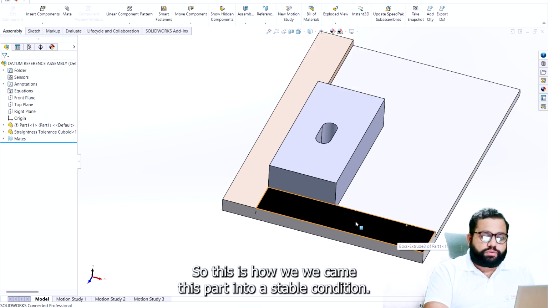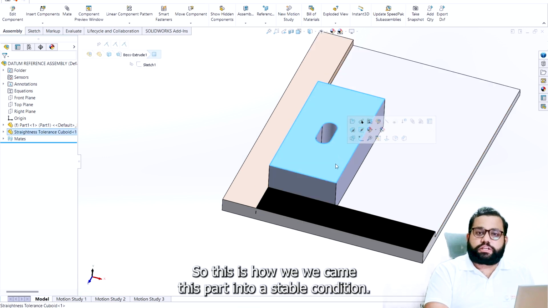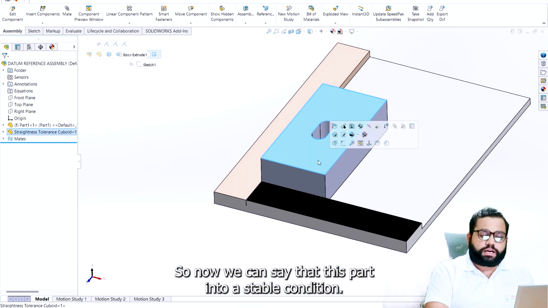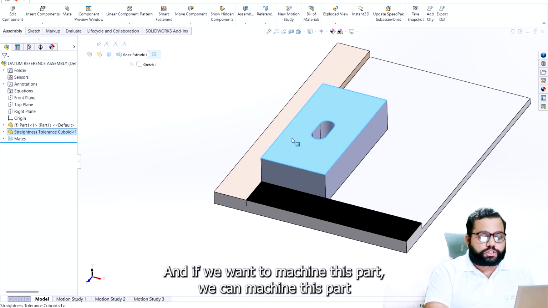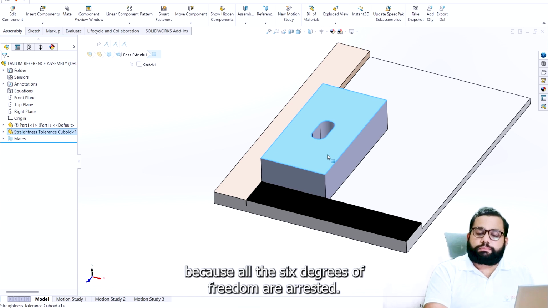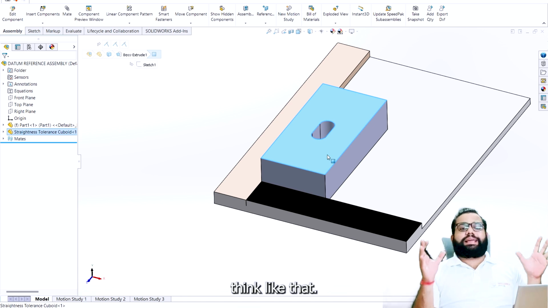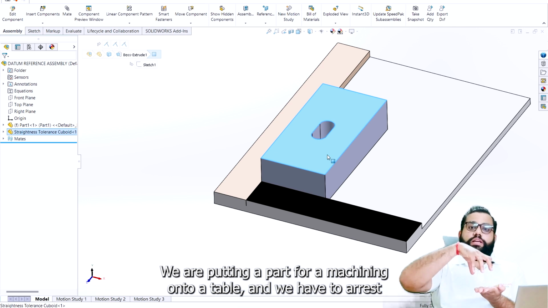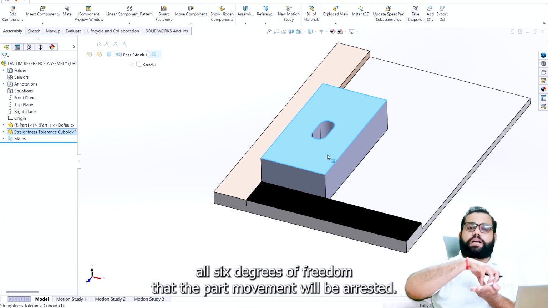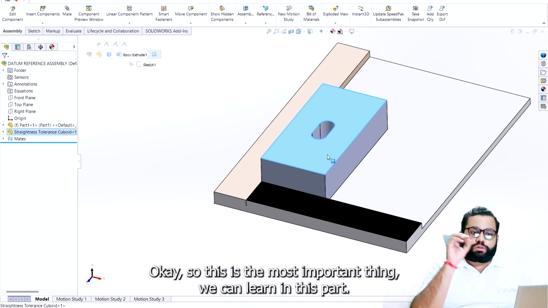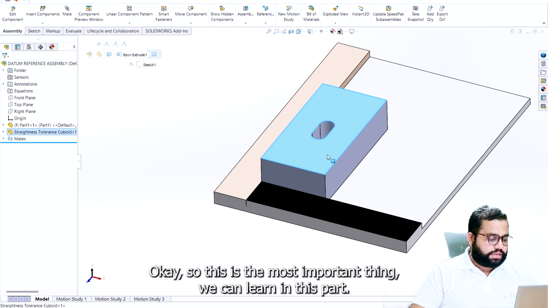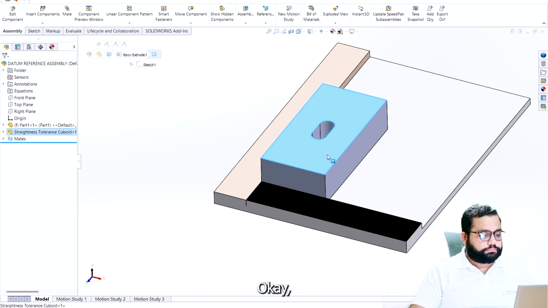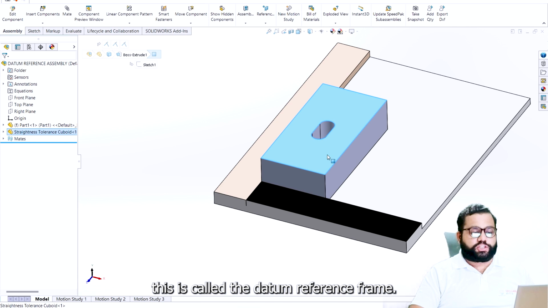Okay, so this is how we bring this part into a stable condition. Now if we want to machine this part, we can machine it because all the 6 degrees of freedom are arrested. Think of it like we are putting a part for machining onto a table and we have to arrest all 6 degrees of freedom so that the part movement is arrested. This is the most important thing we can learn here. This is called the datum reference frame.